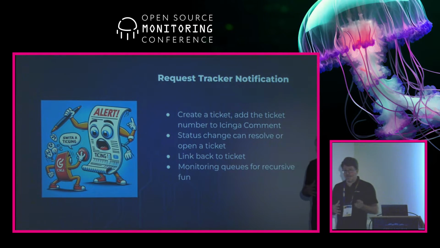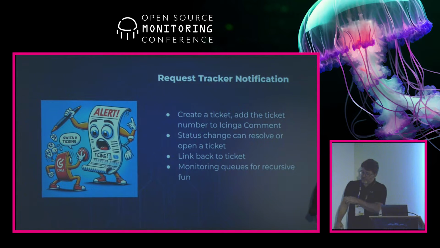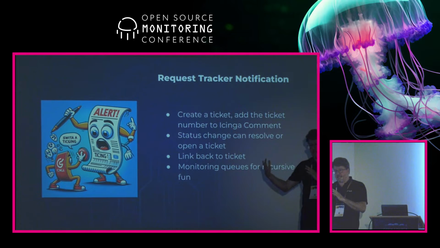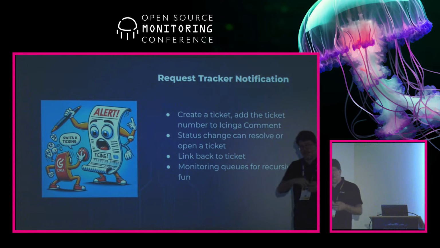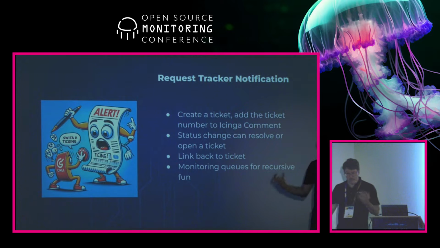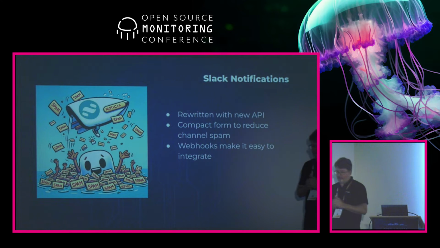We also rebuilt our entire Request Tracker notification script. This lets you, with all the same Python stuff, create a ticket. The ticket number gets added back as a comment. If people work on the ticket or on the incident, they acknowledge it. It comments back on the ticket and has a two-way synchronization back between the two things.